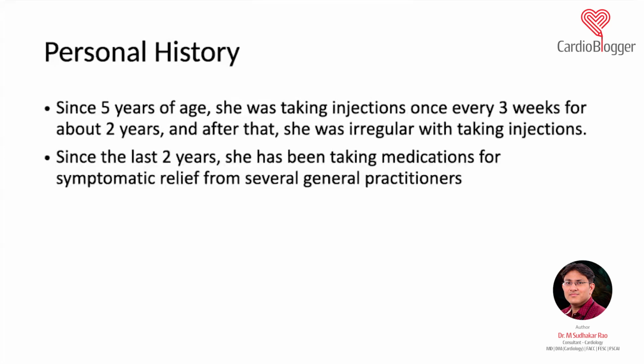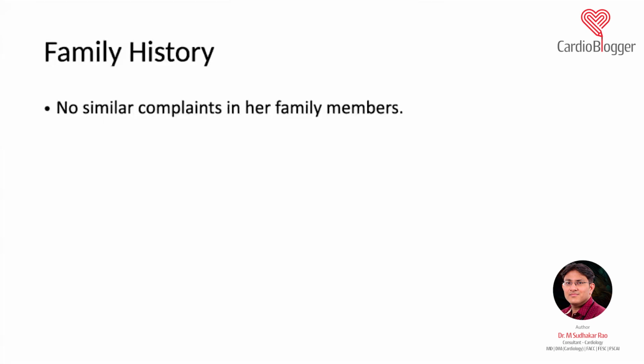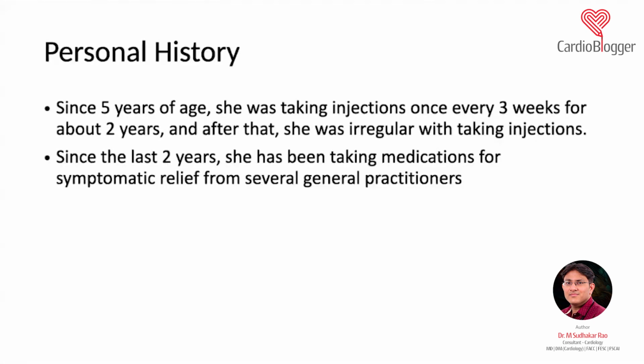Now, personal history. Since 5 years of age, she was taking injection once every 3 weeks for about 2 years, and after that, she was irregular with injection. Since the last 2 years, she has been taking medications for symptomatic relief from a general practitioner. So, the personal history, apart from this, includes diabetes, hypertension, history of smoking, tobacco, or alcohol. What she was taking is also important.